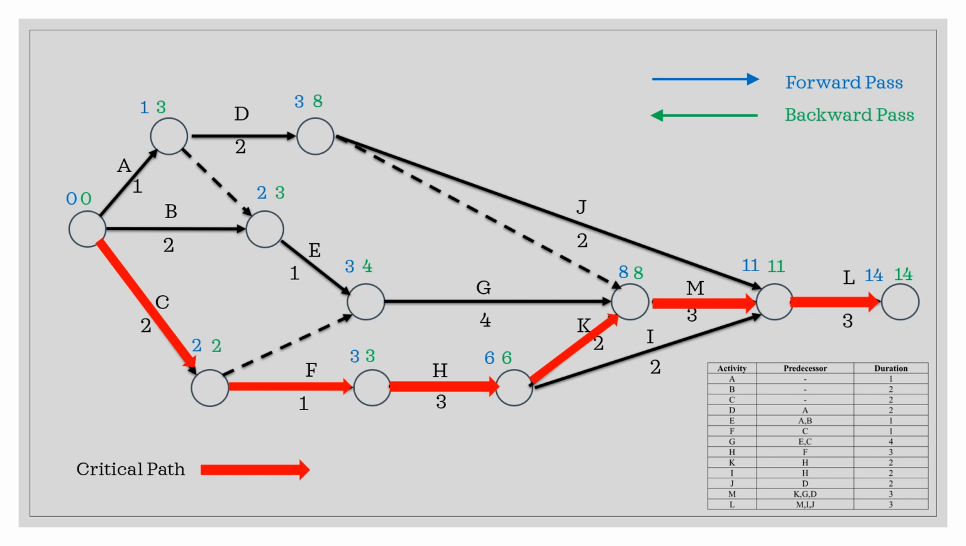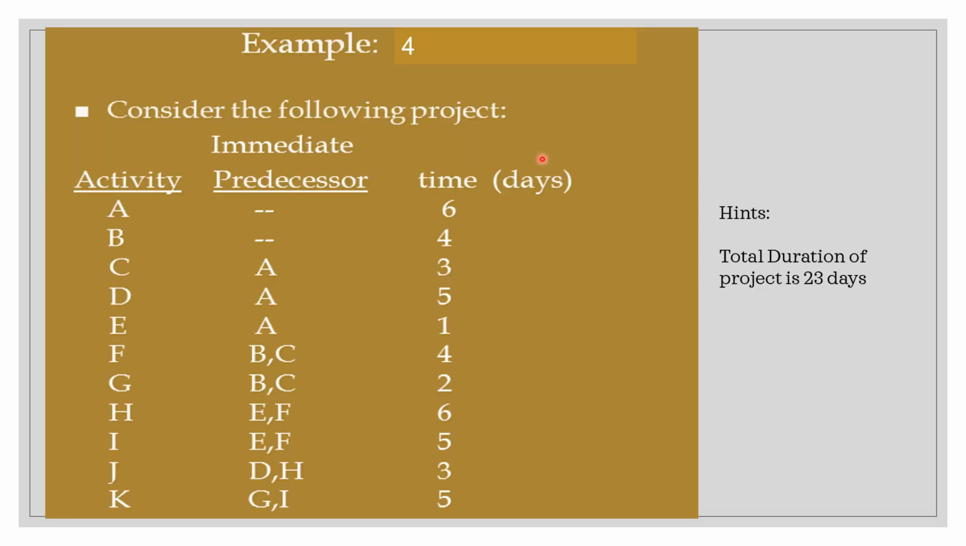So if you want to challenge yourself, you can do example 4. Yes, example 4 is quite challenging, and I will just give you a hint. The hint for this example is that the total duration of the project is 23. So you must get 23 days, and try to do it on your own, and we can discuss it in the next class.